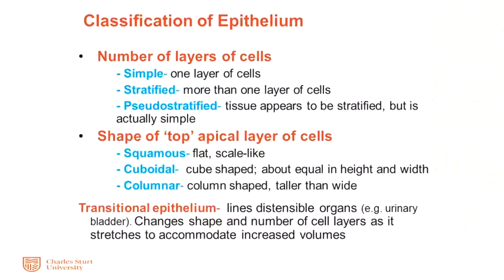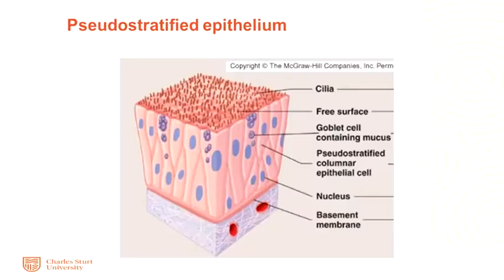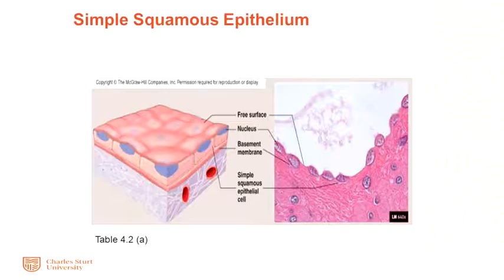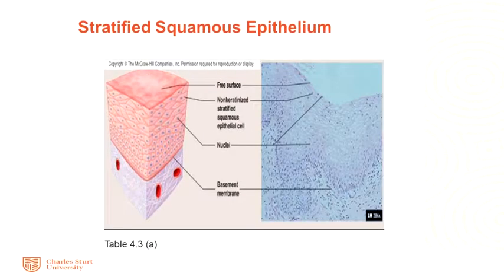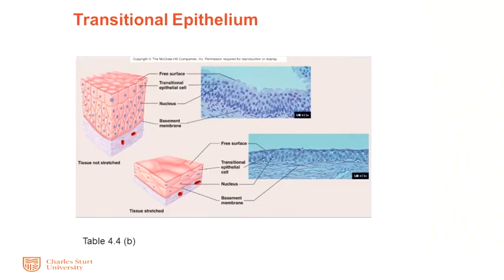This epithelium lines distensible organs, so those organs that stretch, and the example there is the urinary bladder, but also the stomach as well. When the bladder is empty, this epithelium sort of shrinks down, and it looks like there are multiple layers of cells. But when the bladder is full, it looks like there's only one layer of cells, and the shape changes from cuboidal to squamous. So let's have a look at that one. We might look at this one first, and then we'll go back, okay? So this is this transitional epithelium here.